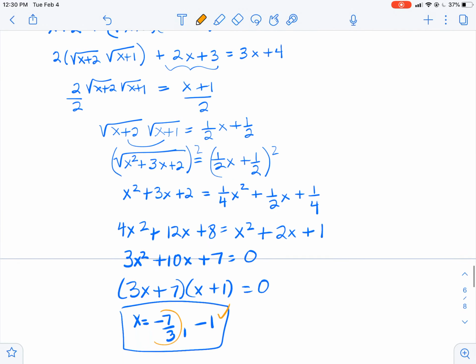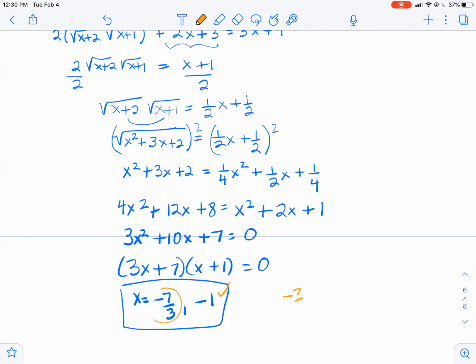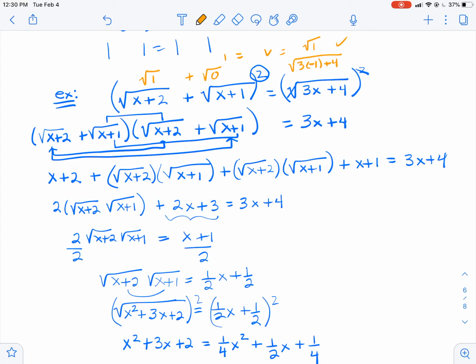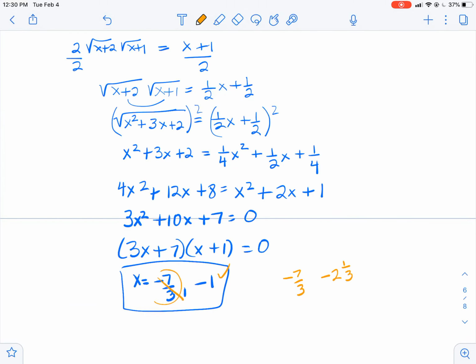And let's say a negative 7/3, maybe we can just think of it real quick and see if it does work. So that would be a negative 2 1/3. That is not going to work. And the reason I know that is because when I put in here a negative 2 1/3 plus 2, this gives me an imaginary number right there. So this is an extraneous root. So I could check that.